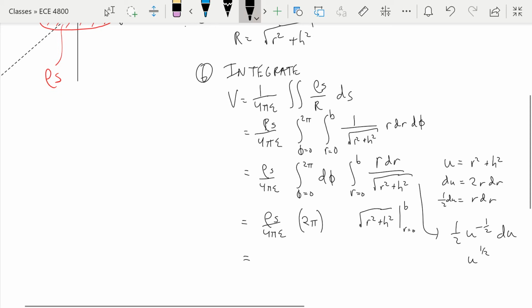All right, everybody with me here? Give me a thumbs up if you are. Okay, if there are any questions, please do let me know. So this is going to be the square root of b squared plus h squared minus the square root of h squared. All right, so we get rho s over 2 epsilon.